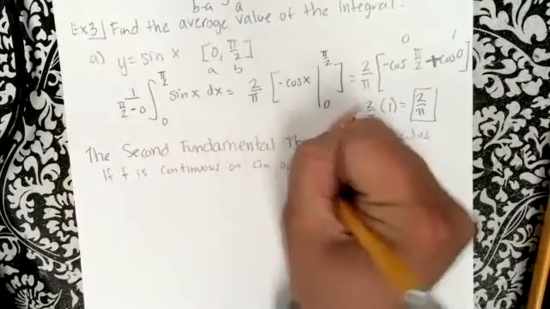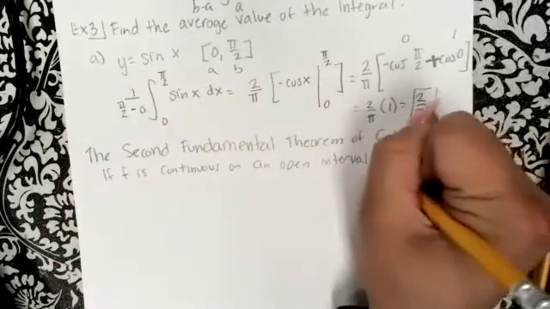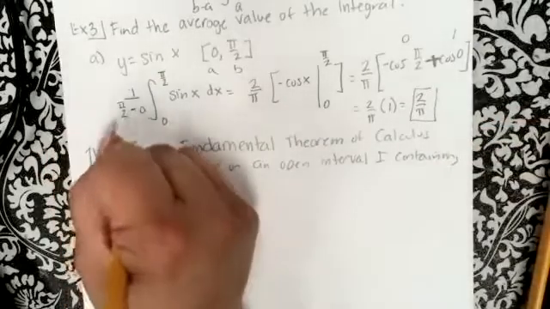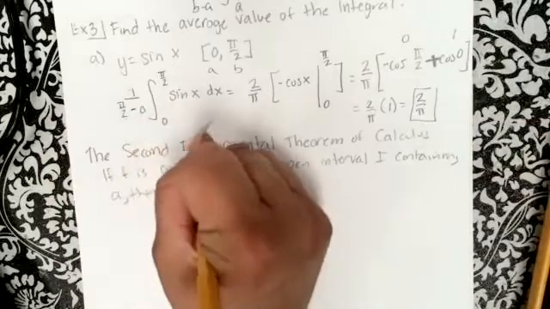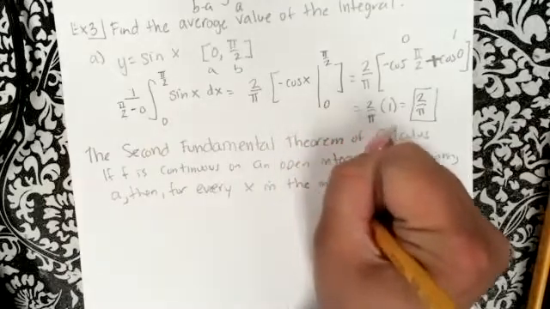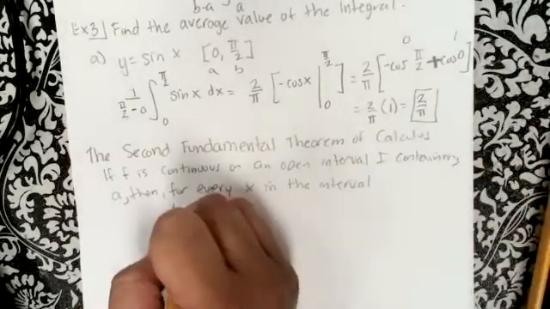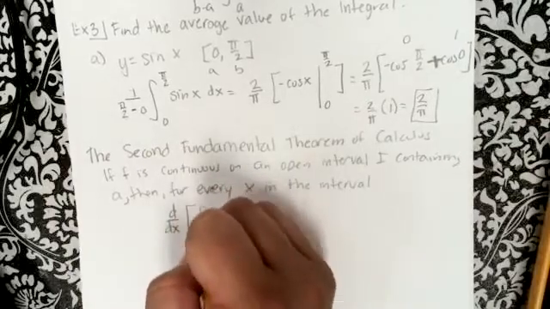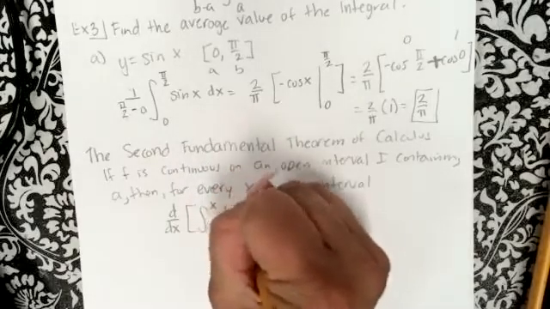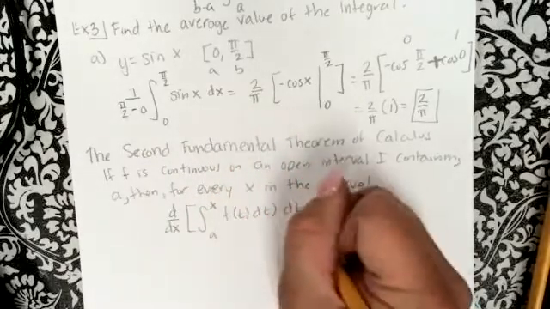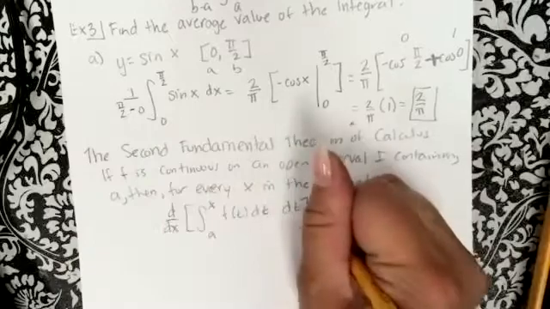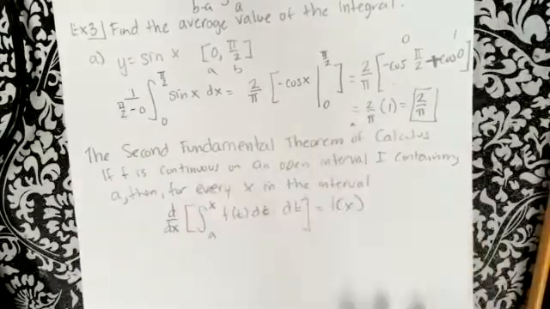on an open interval I containing a, then for every x in the interval, we're going to have the derivative of the antiderivative. Now on the antiderivative, notice that there's a variable on the integral of the function, and that's going to equal f of x. So you are basically taking the derivative of the antiderivative.